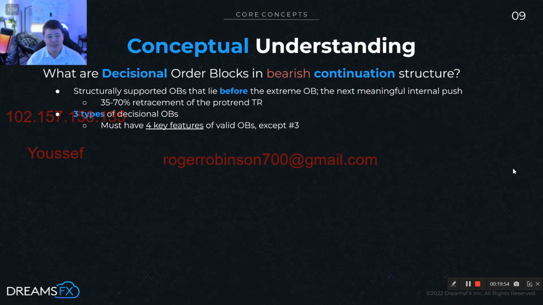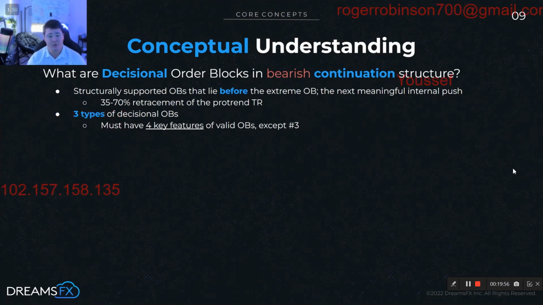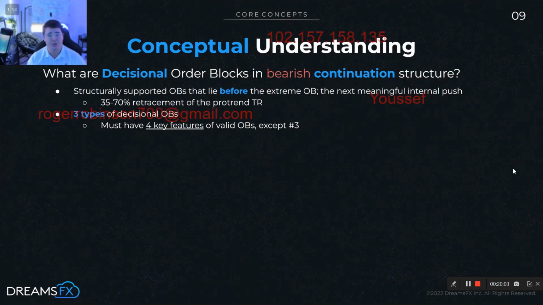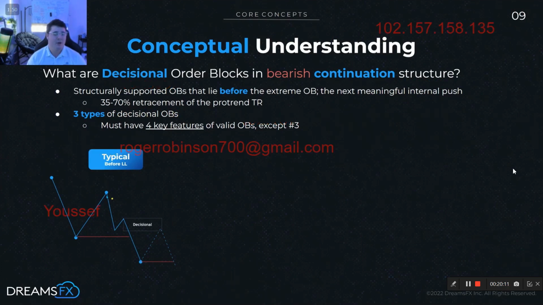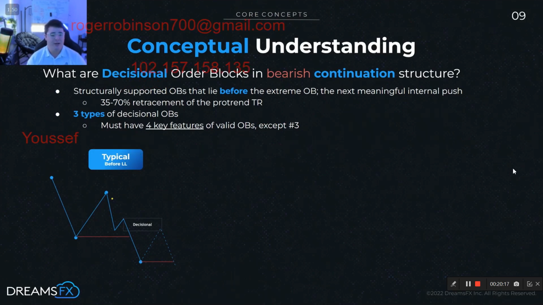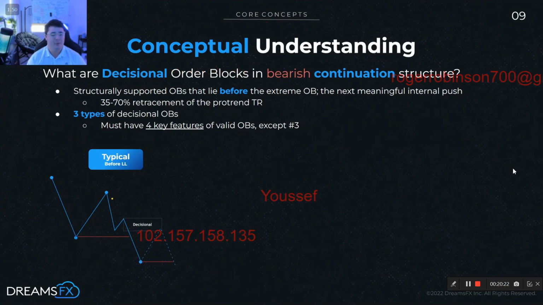And we have similarly the 3 same types of decisional order blocks for bearish as we did for bullish. All of the key features must be there, except for the third one, which is taking out liquidity. Your decisional order block does not and will not always be taking out liquidity, but it requires the other 3 factors. So inversely, if we're in a bearish trend, we know our extreme is going to be lying at lower highs, and our decisional order block is going to be lying before a new lower low is created. It's going to have that first push. Price will create some form of internal pullback before making a new lower low.